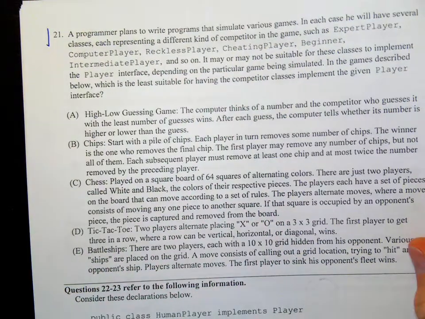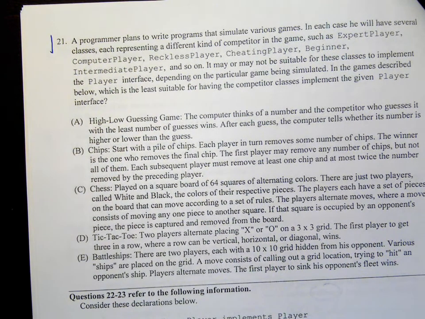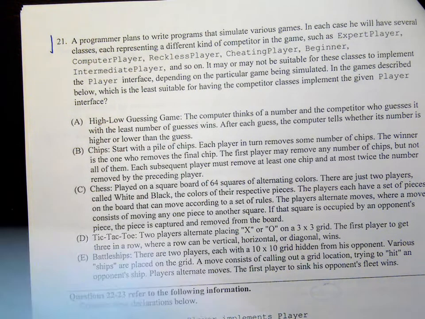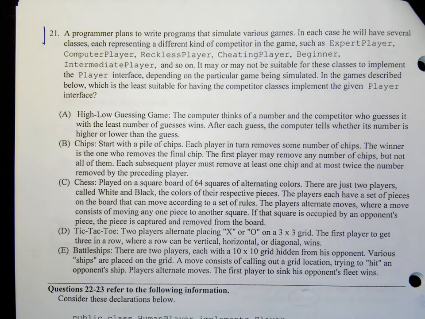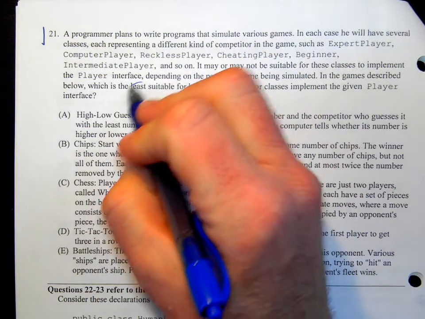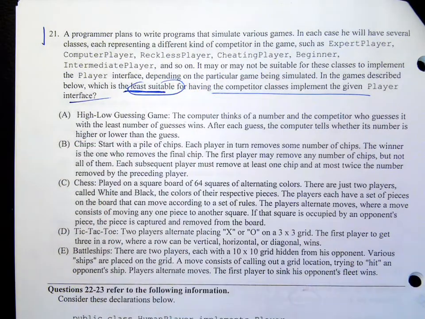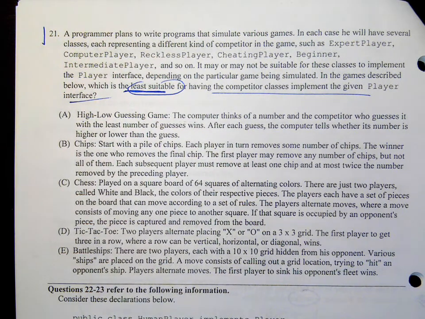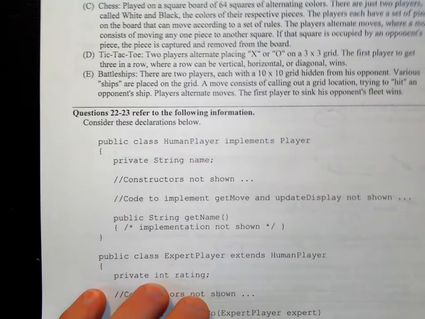Some of these are kind of weird, and I don't feel like we see any that are this vague. So for 21, just read what they have in the Barron's explanation of these kinds of questions. It says it may or may not be suitable for these classes. Which is the least suitable for having the Competitor class implement? It's like, they might all be bad, but this one's worse. Just read that. I don't think you have to worry about that kind of question on the AP test.